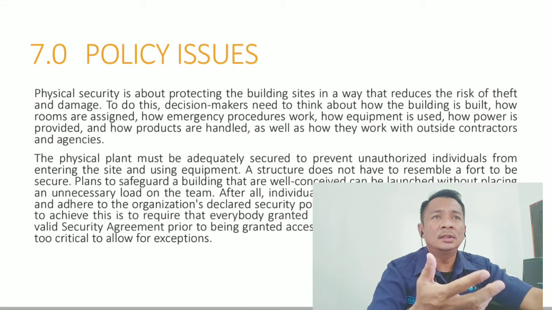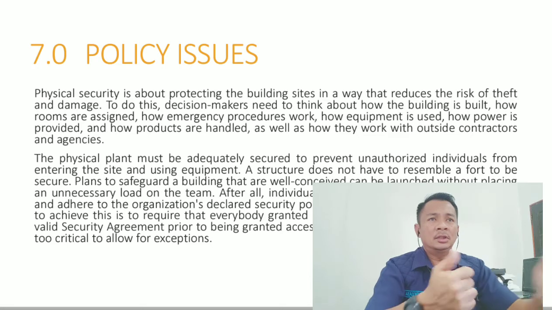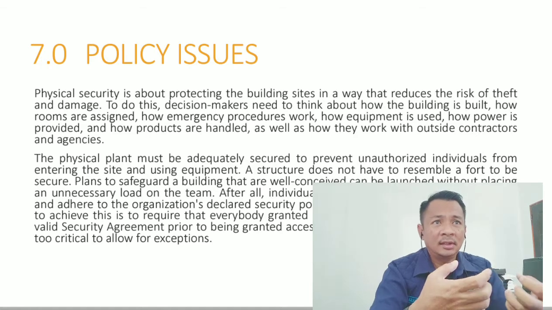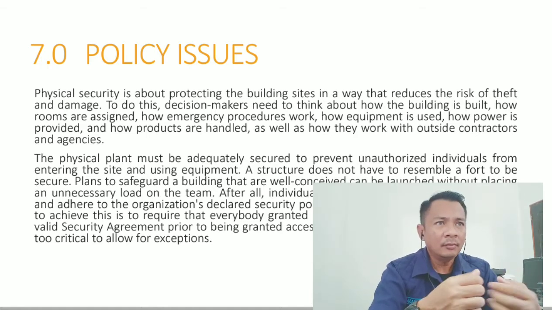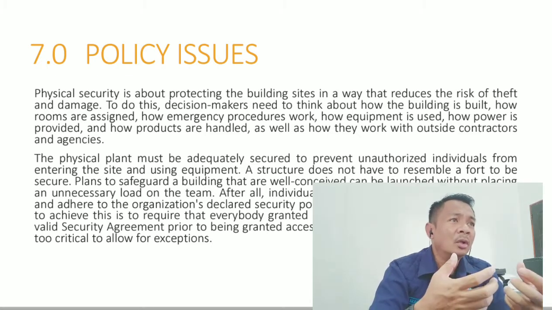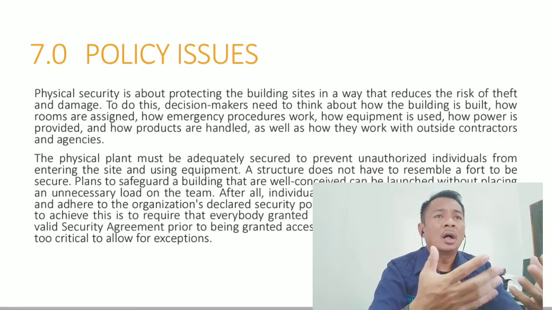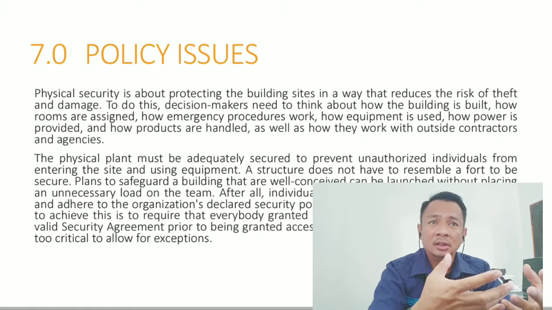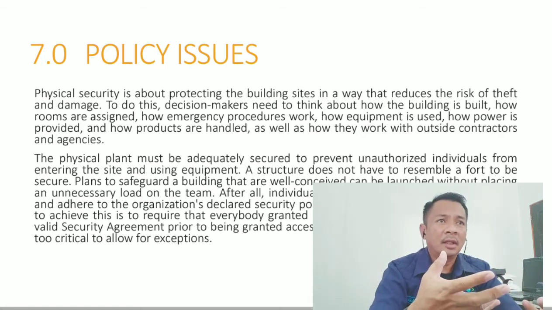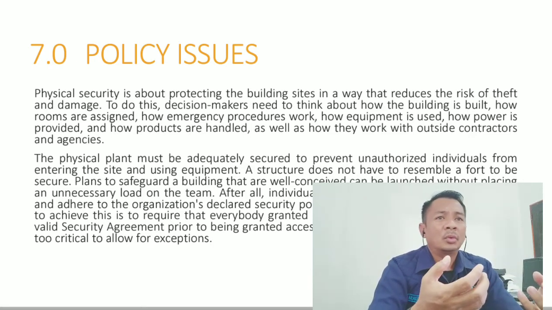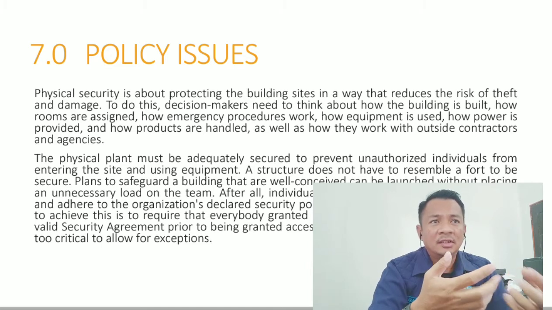And 7.0 Policy issue. Okay, policy issue. Physical security is about protecting the building site in a way that reduces the risk of death and damage. Decision makers need to think about how the building is built, how rooms are organized, how emergency protocols work, how equipment is used, how power is provided, and how products are handled, as well as how to work with outside contractors and agencies.